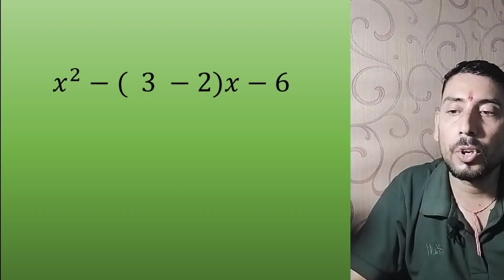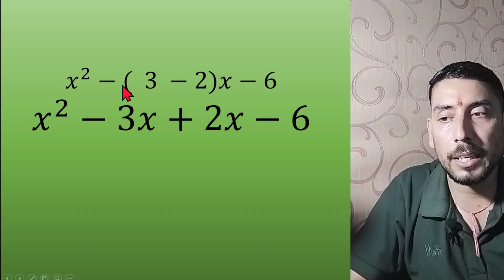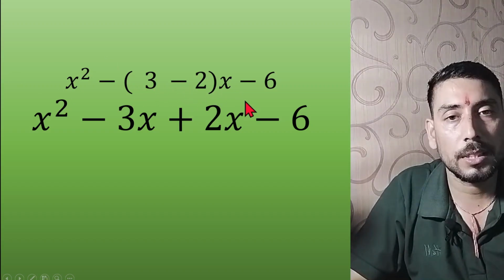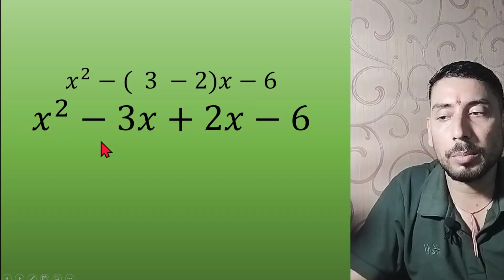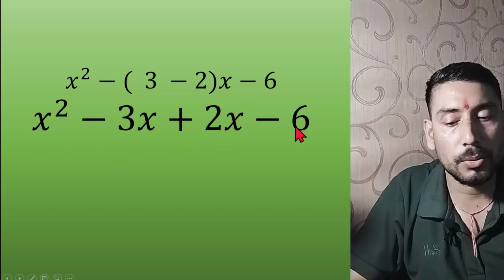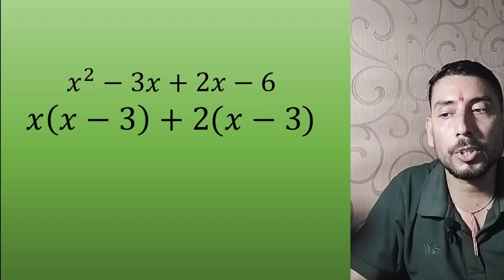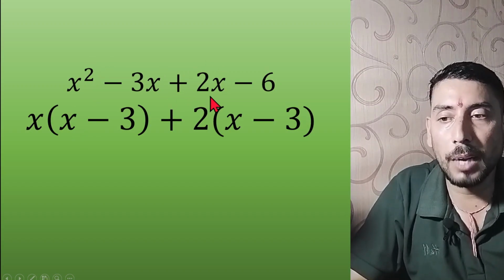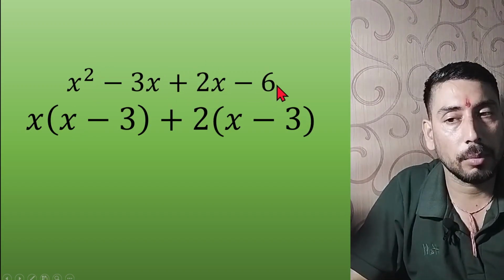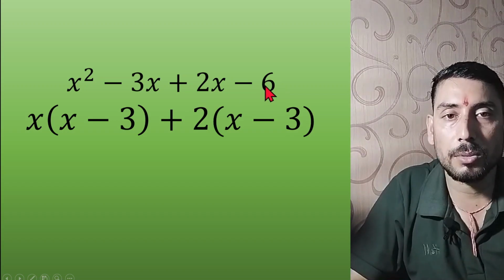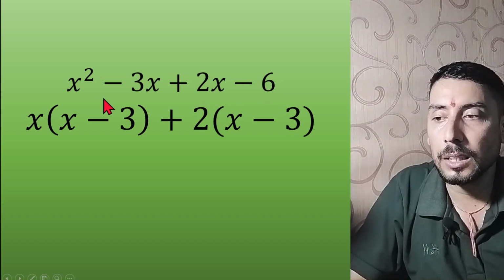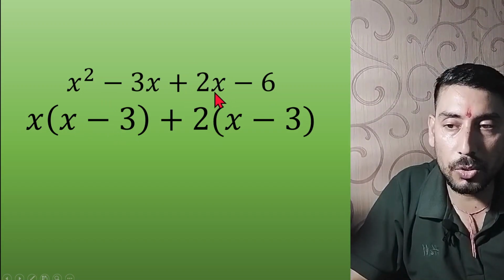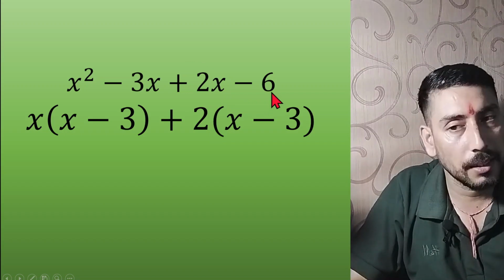Now it's time to open the bracket. So minus 3x minus minus plus 2 into x, 2x. After this, take common from the first two and the last two. So what is common from the first two? Definitely x is common from the first two, and from the last two, 2 is common because 2 divides 6 also. So inside the first bracket it remains x minus 3. Whenever you take 2 common, x minus 2 3s are 6.